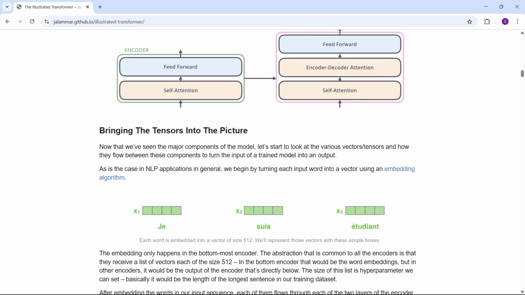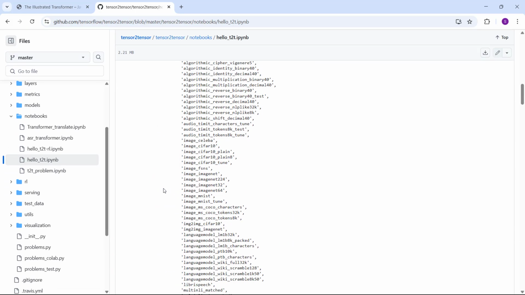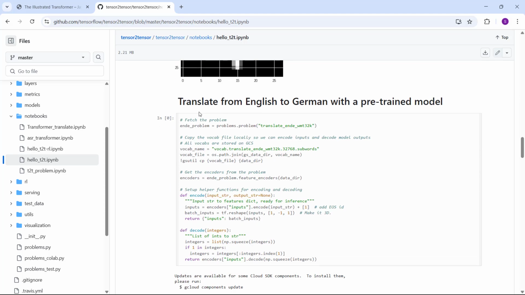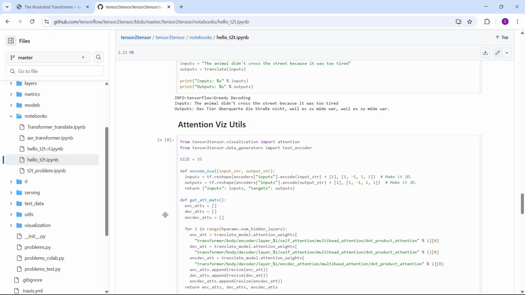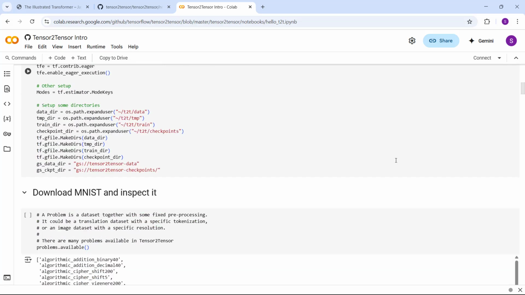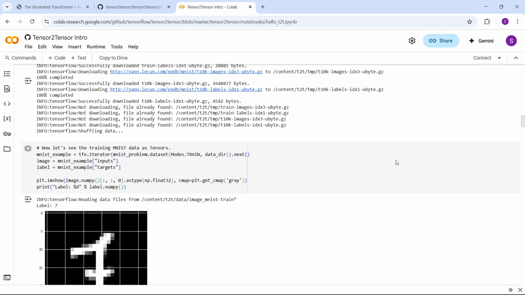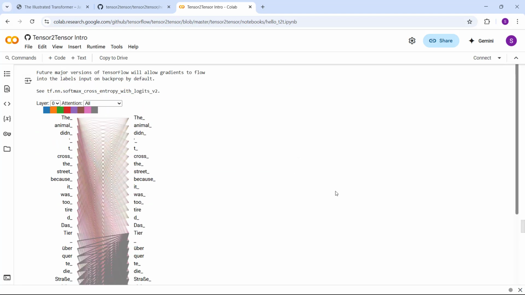If you want to see the code, let me show the code as well. If you go to this GitHub URL, they have provided the code for translating from English to German with a pre-trained model. If you are interested, you can deep dive and look into this code as well. And if you want to see it visually, you have the code here, and you can also see the visual part.